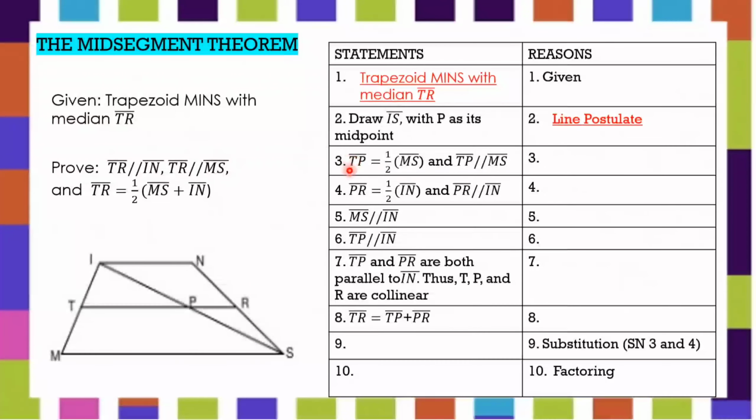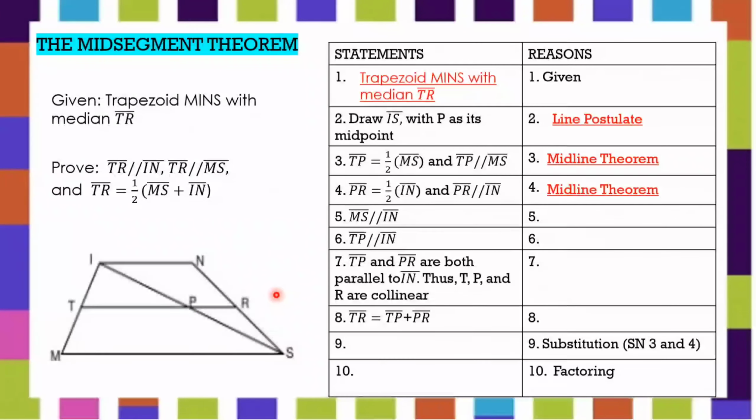Okay? So for number 3, we are given TP. So this one, TP, is 1/2 of MS. So if we're going to consider triangle MIS, TP is just half of the measure of MS, and TP is parallel to MS. Under what reason? So the midline theorem. Next, we have number 4. Segment PR, this one, is 1/2 of the measure of IN. So this is just half of IN. And that PR is parallel to IN under what reason?